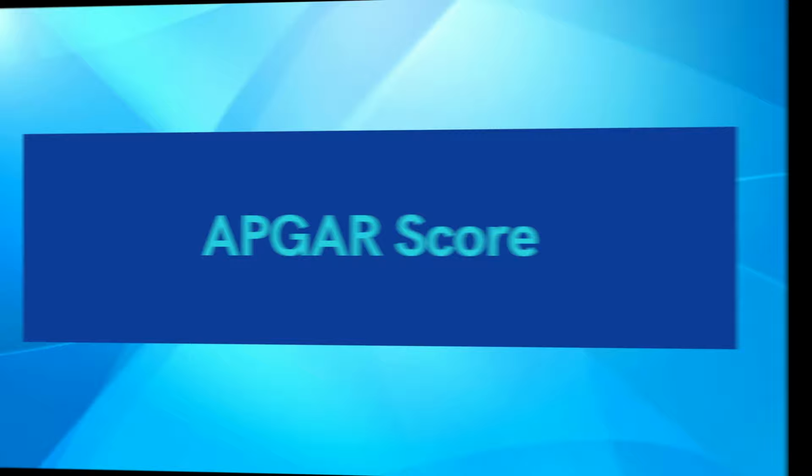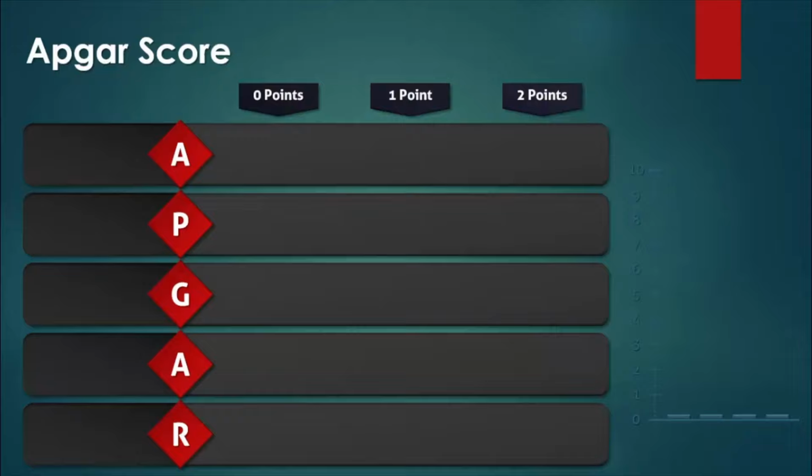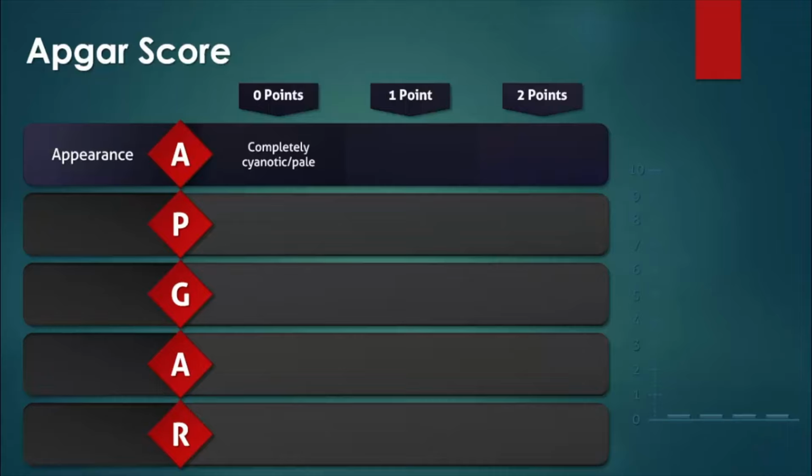The APGAR score is calculated by giving 0, 1, or 2 points per assessment in each of the 5 categories being evaluated. A stands for appearance, and it refers to the level of oxygenation of the blood. 0 points are given if the baby is completely cyanotic or pale. 1 point is given for acrocyanosis, which is a cyanotic discoloration of the extremities. 2 points are given if there is no cyanosis at all.